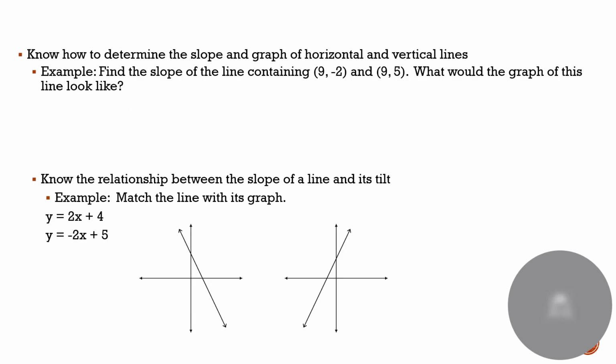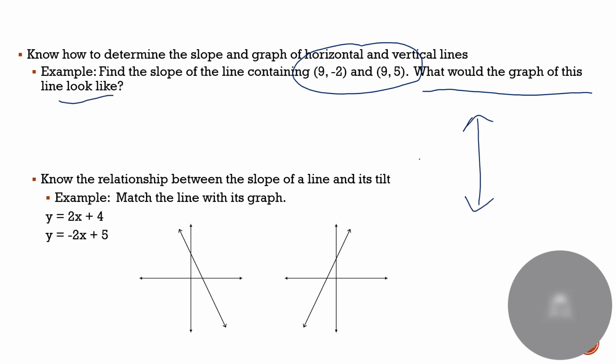All right. Know how to determine the slope and graph, that's awkwardly phrased, horizontal and vertical lines. So some of that you do need to go back into your notebook to take a look at. But for example, let's find the slope of that line right there. So you could actually do that two different ways. Let's actually skip to this. What would the graph of this line look like? Well, go ahead and graph it.